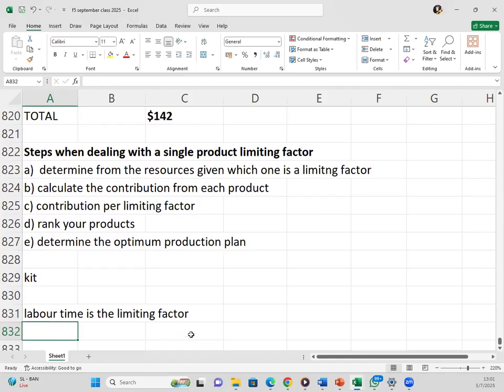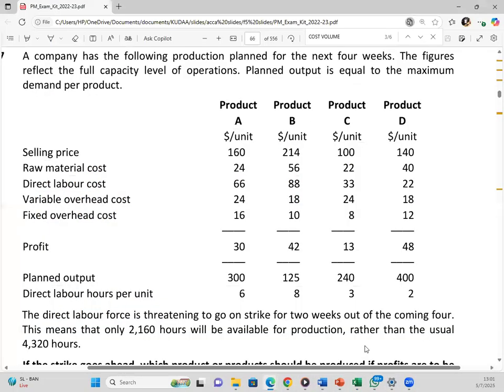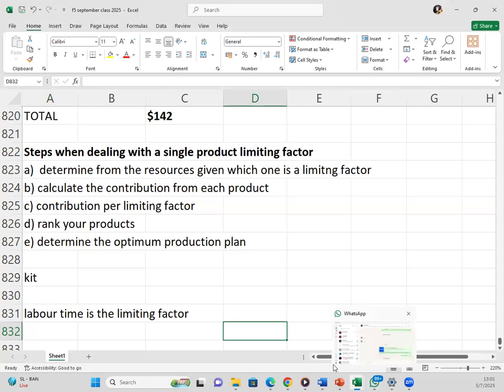Then step number 2 is calculating contribution per unit. So calculating contribution per unit from each product, we need a table. So we have product A to D. So we're going to say the selling price minus the total variable cost, or optionally, so contribution, you can get it in 2 ways.